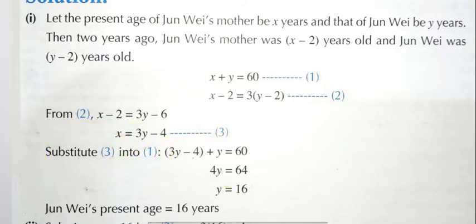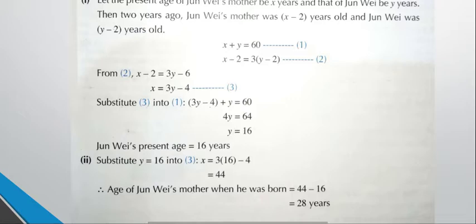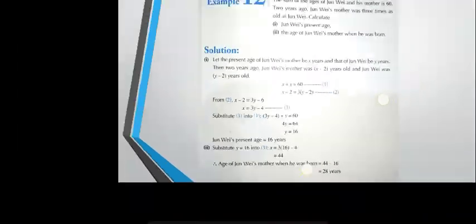If you were trying to do elimination, you better move the 3y to the left side, become x minus 3y equals negative 4. And then after you're done with the substitution or elimination, you'll get the y and x, both. In the end, Junwei's present age is 16, and his mother's is 28.